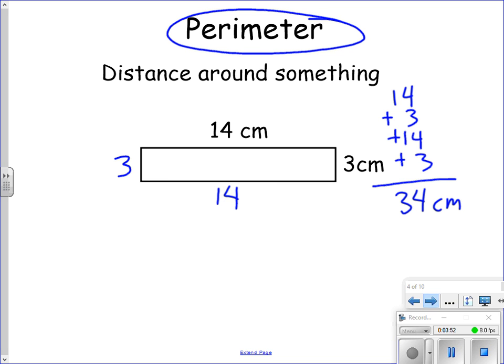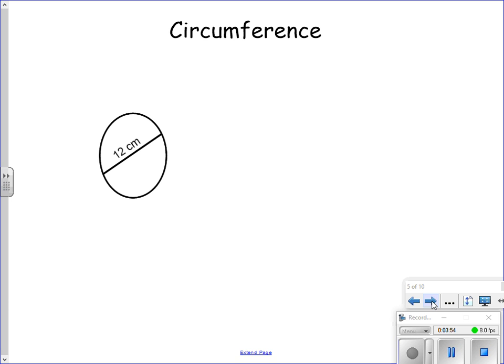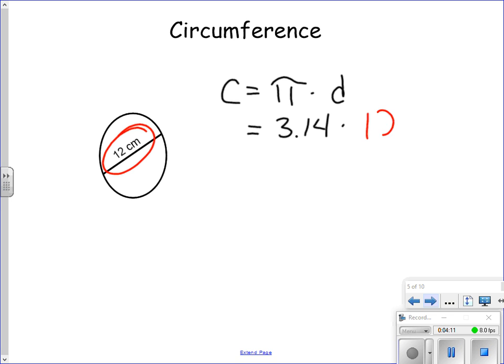All right, let's move on. Circumference of a circle. This circle looks kind of oblong for some strange reason. I don't know why. But it's c equals pi times the diameter. 3.14 times, in this case, 12. So take your calculator out. It's going to be right around 36. 37.68.